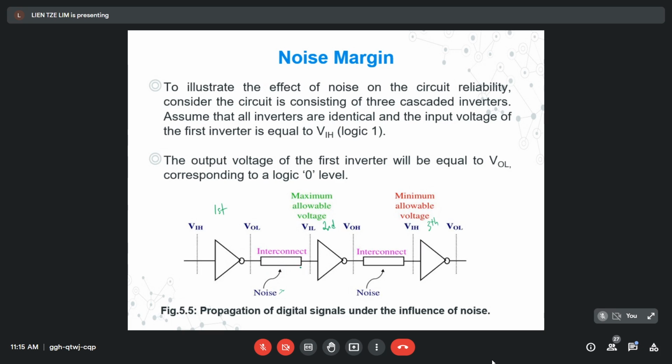We need to make sure that the voltage level of the signals is at an accepted level. If it is not accepted, the result that we obtain at the output will be different, it will not be correct. So later in the explanation, I will go back to the previous slide, about this figure 5.5.